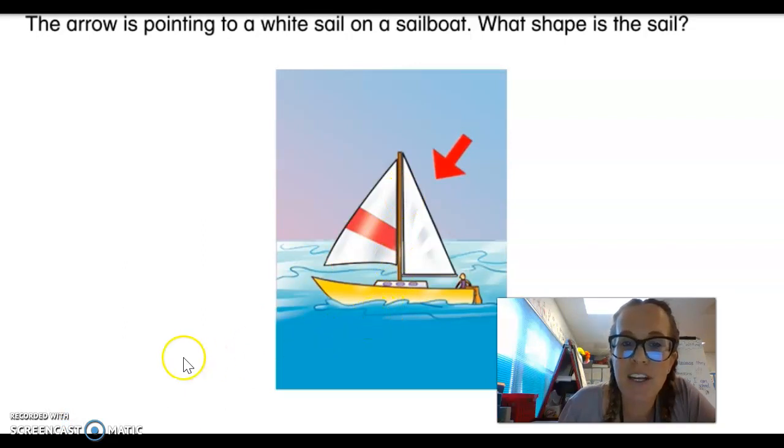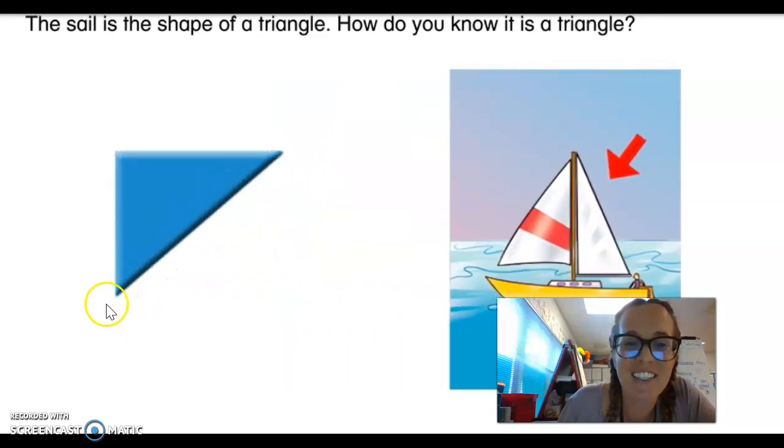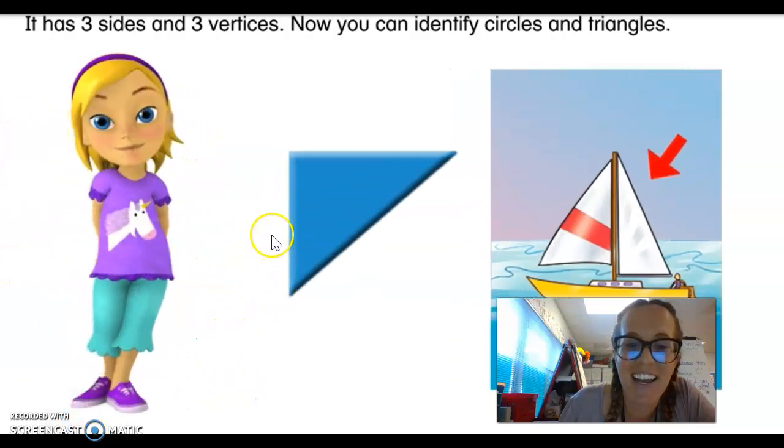The arrow is pointing to a white sail on a sailboat. What shape is the sail? You're right, it's the shape of a triangle. How do you know it's the shape of a triangle? It has 3 sides, 1, 2, 3, and 3 vertices, 1, 2, 3. Good. What's the name of this shape again? A triangle. Nice job, boys and girls.